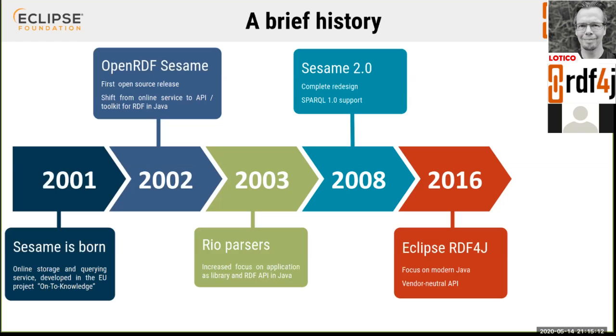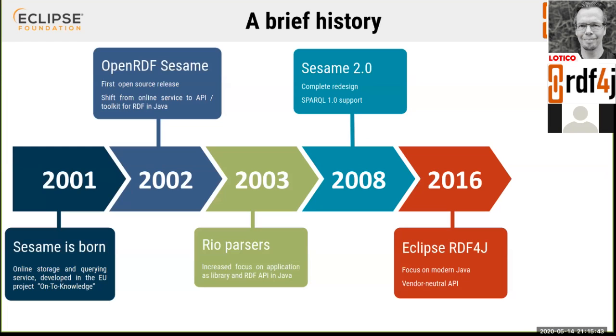The focus was very much on being this API and toolkit for modern Java, and your mileage may vary on what modern Java means, but for us, it meant things like being able to use lambdas, being able to use Optional and the Stream API and that sort of stuff in a way that makes working with this toolkit a pleasure for a Java programmer.